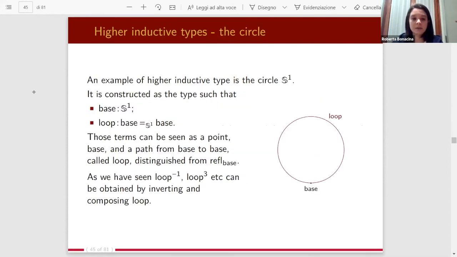So the easiest way to explain is to see an example. And the first one is the circle, S1. It's constructed by introducing a term, base, of type S1, and another term, loop, of type base equal base. If we see base as a point, and loop as a path from base to base, which is distinguished from reflexivity, we can understand why it represents the circle. Indeed, we have seen that paths can be composed, or that we can obtain their inverse, and so on. And this is a way to represent the fundamental group of the circle.